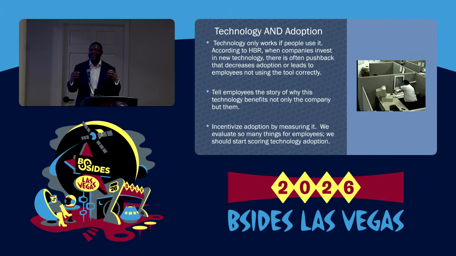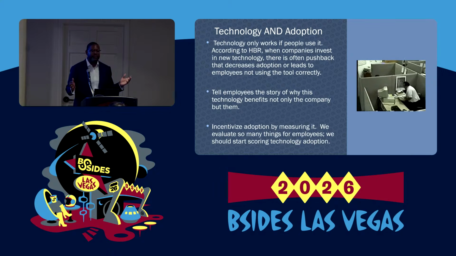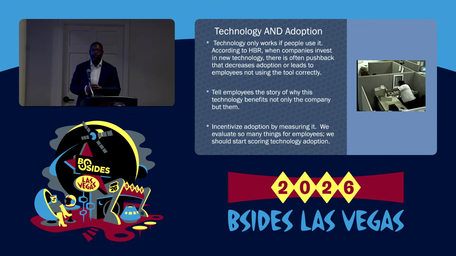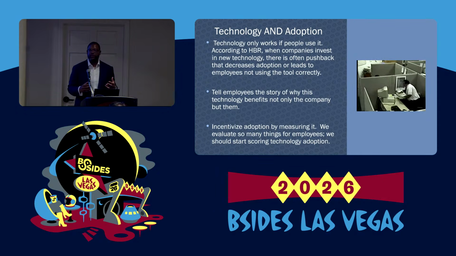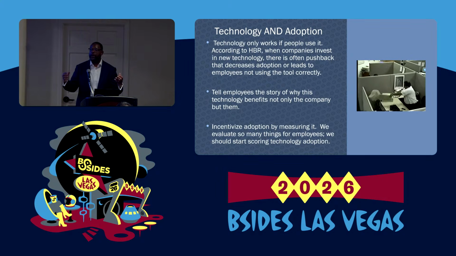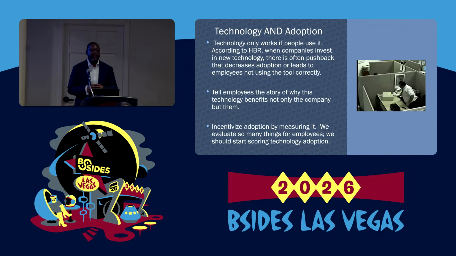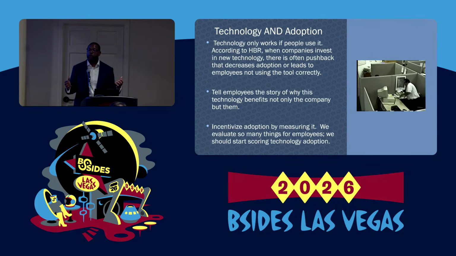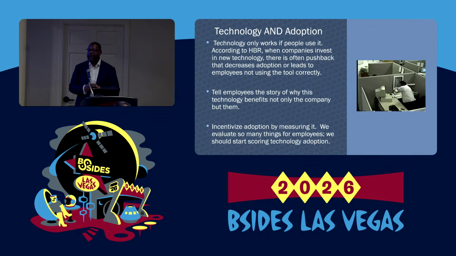We should also incentivize adoption by measuring it, right? We measure all types of things. We evaluate all types of things when it comes to employees and their work, right? You should have a technology adoption score: how willing they are, how quick they are, how often they go to trainings for these new pieces of technology, and give them points and rewards for that when it comes time for compensation.